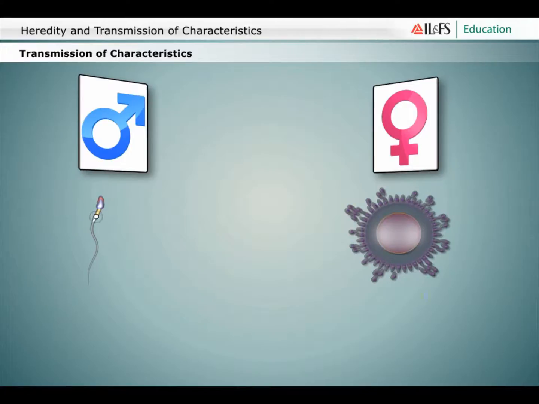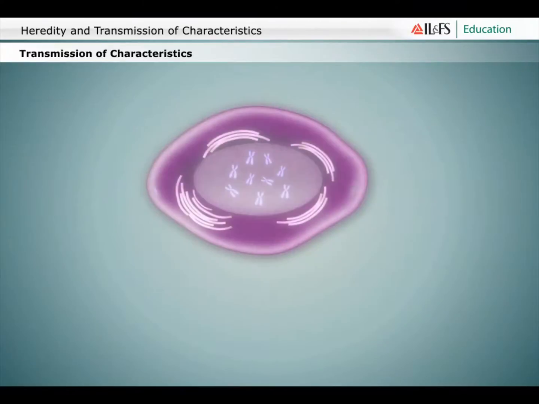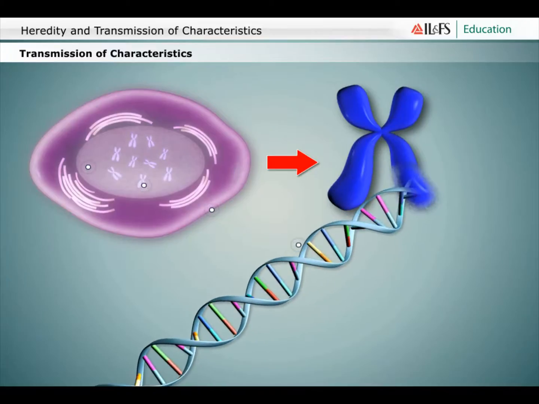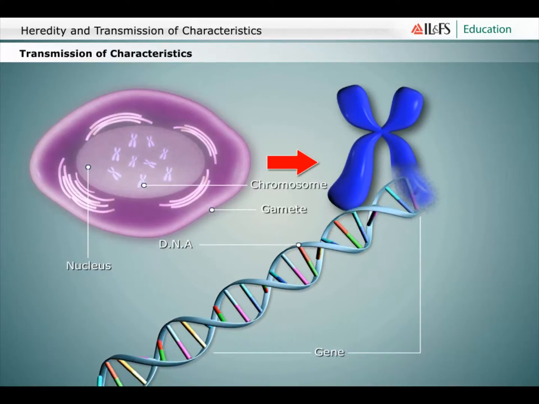The male gamete is called the sperm, and the female gamete is called the ovum. The nucleus of these gametes contains genetic material called chromosome. A chromosome is a thread-like, X-shaped structure and is made up of deoxyribonucleic acid or DNA.